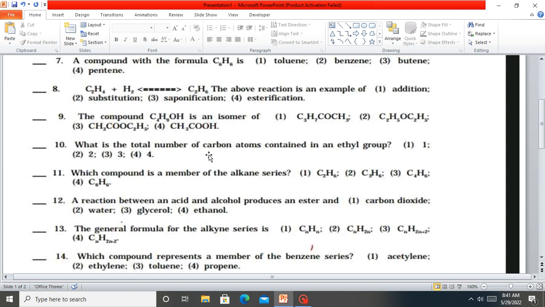What is the total number of carbon atoms contained in an ethyl group? An ethyl group is just like ethane which has lost 1 hydrogen. So it has 2 carbon atoms. So the answer is 2.